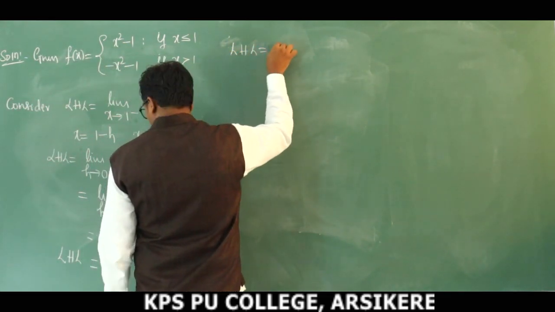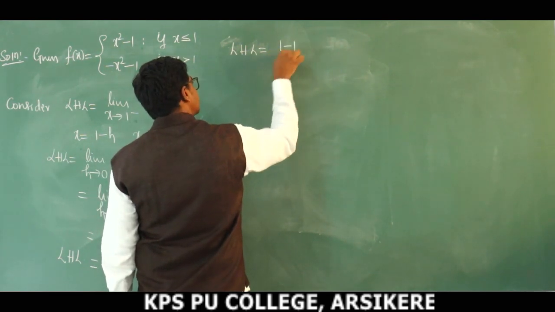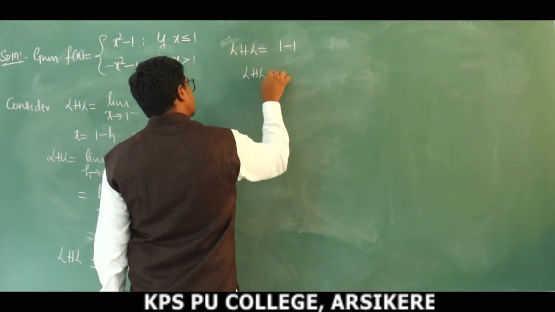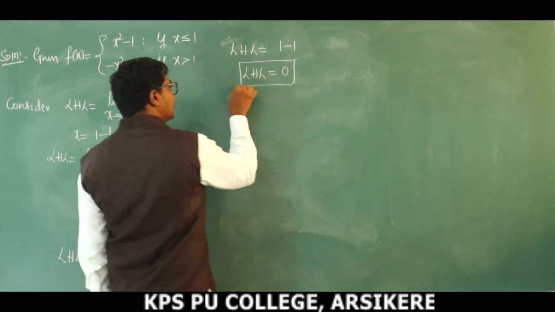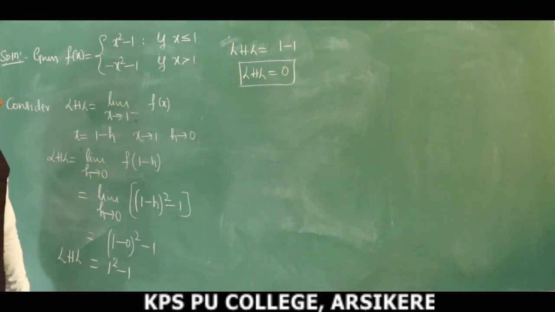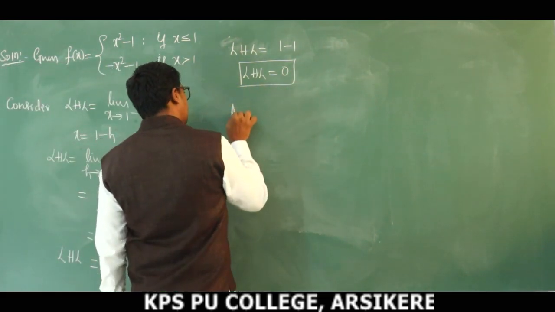LHL is equal to 1 minus 1, LHL is equal to 0. 0 is a finite quantity here. And we have to check for RHL.